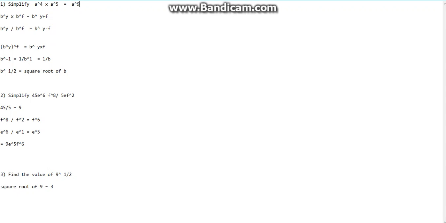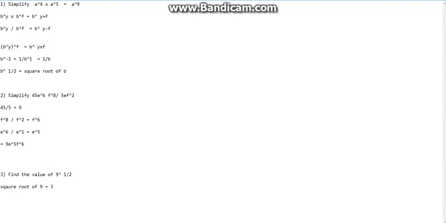Well, basically, it equals a to the power of 9 because b to the power of y times b to the power of f equals b to the power of y plus f. So the same thing applies here. A to the power of 4 times a to the power of 5 equals a to the power of 4 plus 5. 4 plus 5 is 9, so it's a to the power of 9. So that's how you'd conquer that first question.